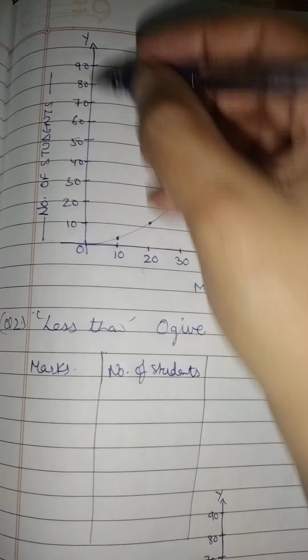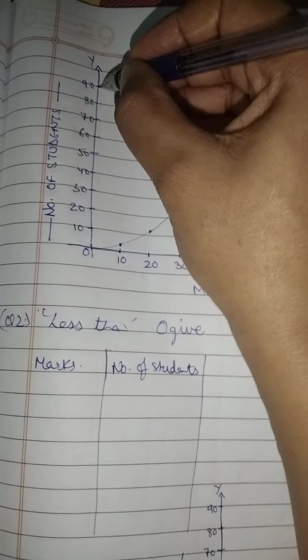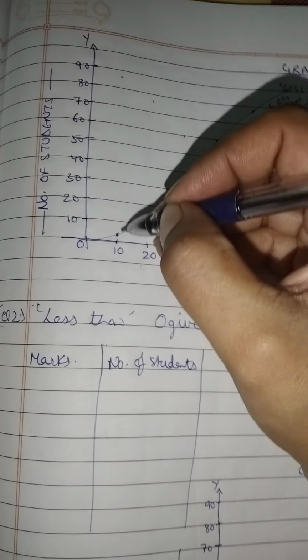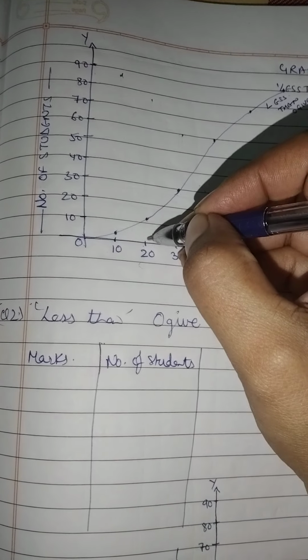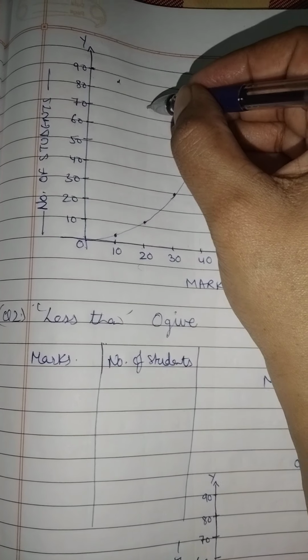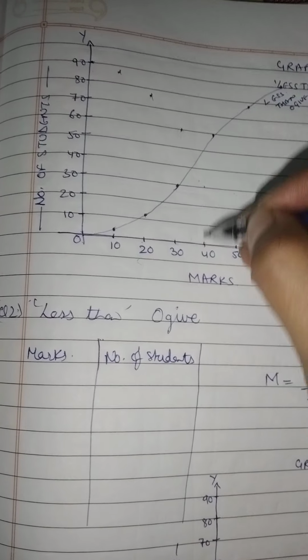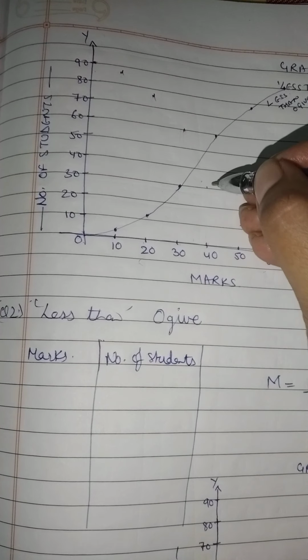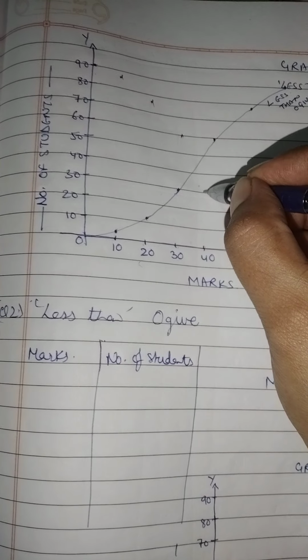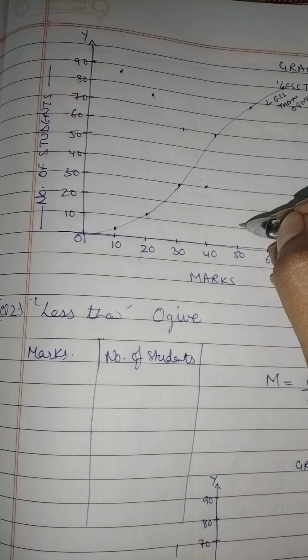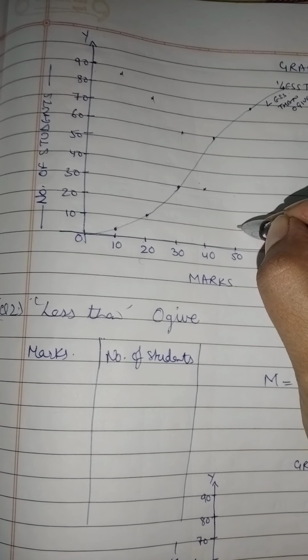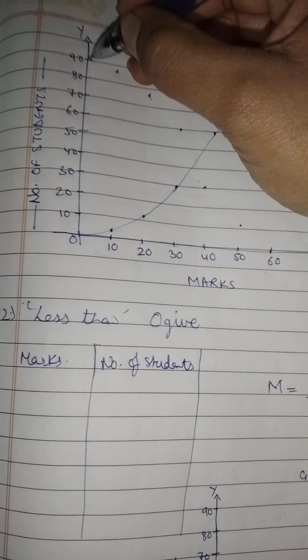Now more than. At 0, the first point is 90. The second point is 87, at 10 it is 87. At 20 it is 78. So I'm putting a dot here. At 30 it is 60. At 40 it is 30. And at 50 it is 12. Done. So now join a line.